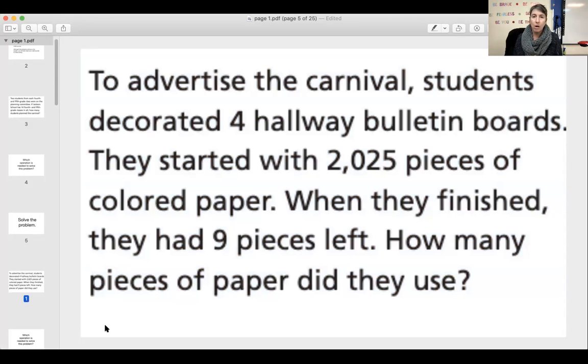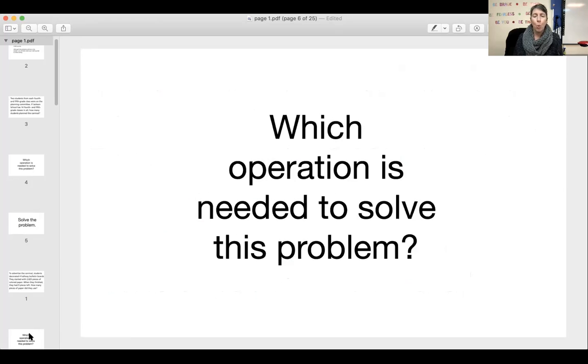To advertise the carnival, students decorated 4 hallway bulletin boards. They started with 2,025 pieces of colored paper. When they finished, they had 9 pieces left. How many pieces of paper did they use? For this problem, are you going to use addition, subtraction, multiplication, or division? Which operation is needed to solve this problem? Please make a selection in the multiple choice and continue on.